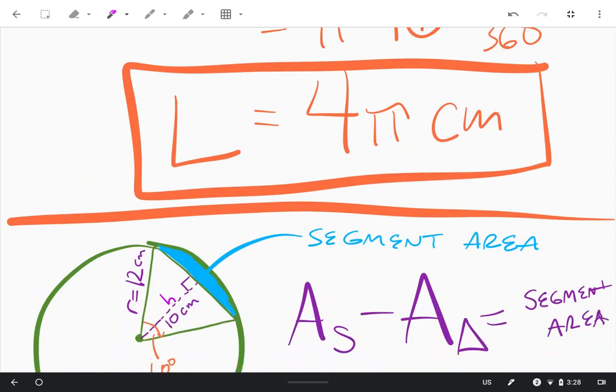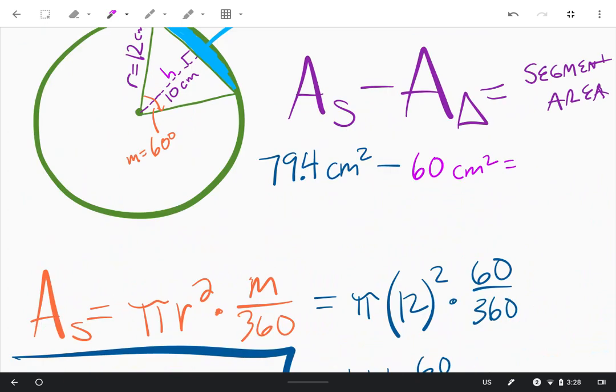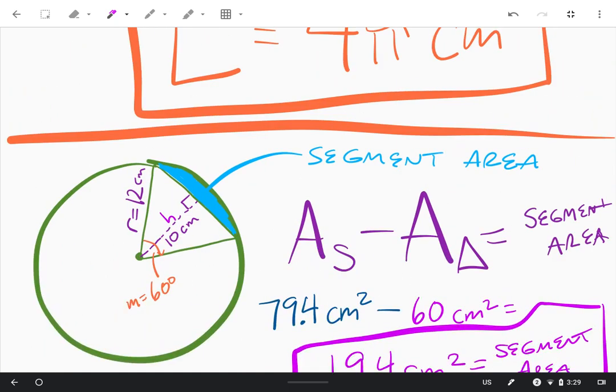So I come up here and I do 60 centimeters squared. 79.4 minus 60 is 19.4 centimeters squared, and that is the segment area. And that's how you find the area of this section underneath the chord in a sector of a circle.